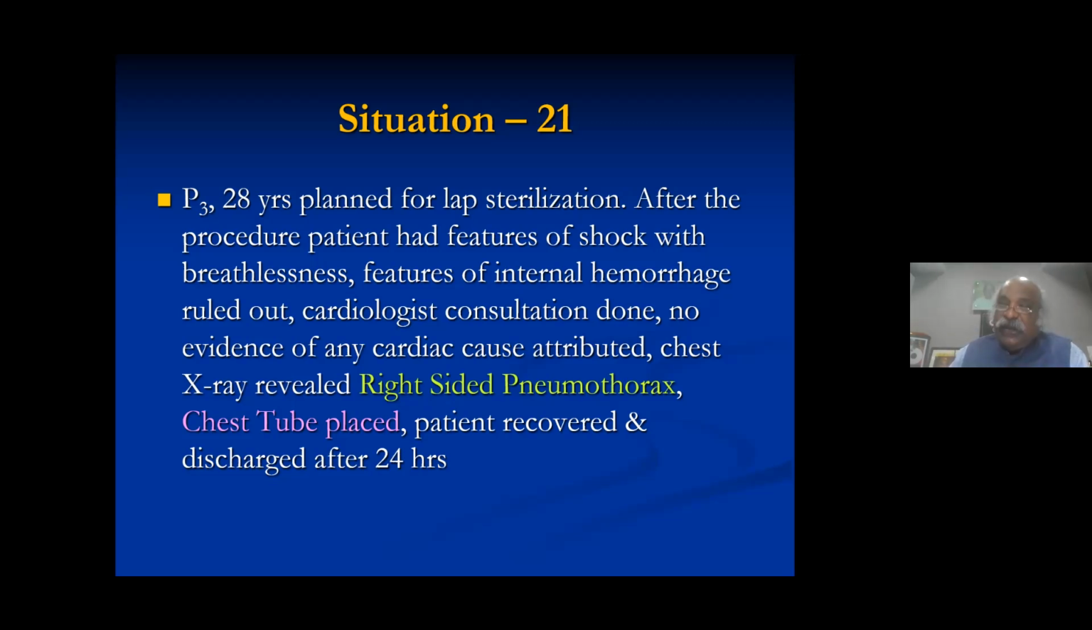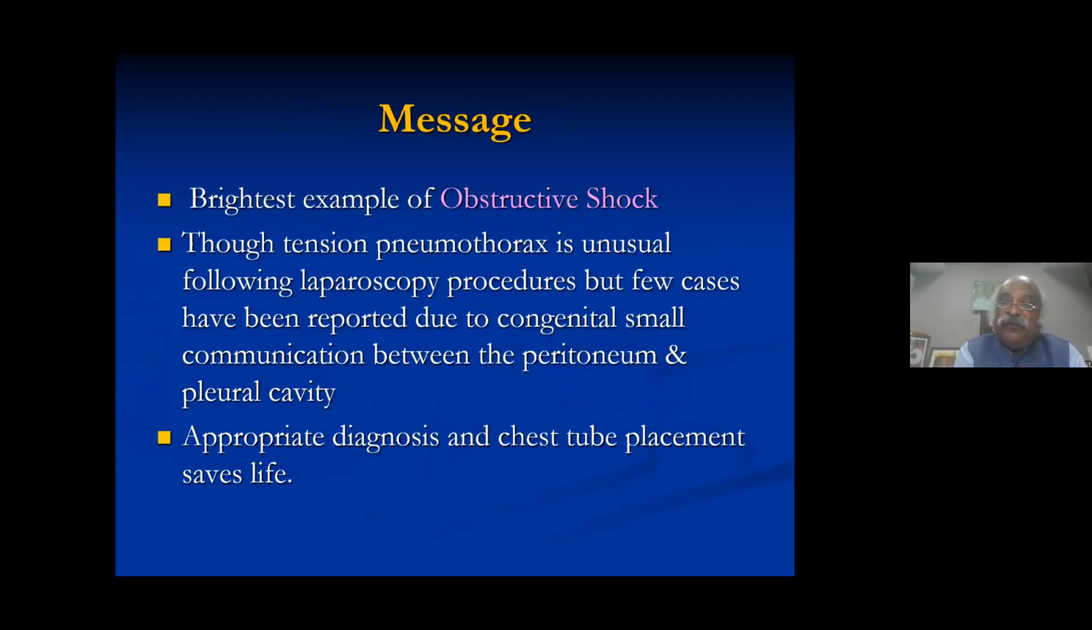This is a very unusual and atypical case and the brightest example of obstructive shock. Tension pneumothorax, obstructive shock. This is the brightest example I have seen, one case. Though tension pneumothorax is unusual following laparoscopic procedures, a few cases have been reported due to a congenital small communication between the peritoneum and the right pleural cavity. In the crux of the diaphragm there could be a small opening where the gas can go and cause the pneumothorax. An appropriate diagnosis and chest tube placement saves life.